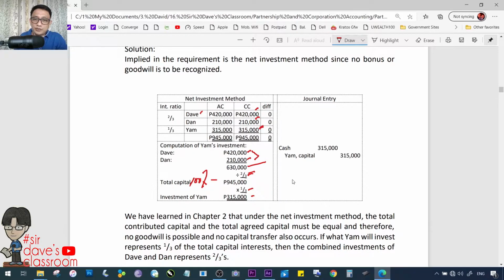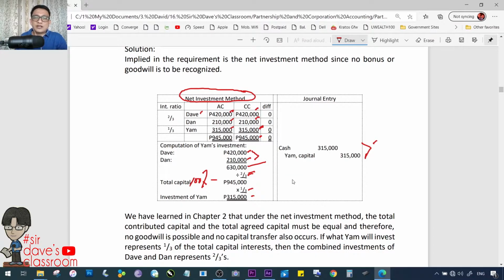Then the total of this one should be 945,000. So makikita mo, yung capital credits ng bawat partner ay same dun sa kanilang capital contribution. So walang nasaktan at walang nasiyahan dahil may nasaktan. The total agreed capital and the contributed capital is exactly the same. Then there is no bonus, no goodwill. Impliedly, correct yung sabi ng ating solution. You are using the net investment method. Debit cash, credit Yam capital.